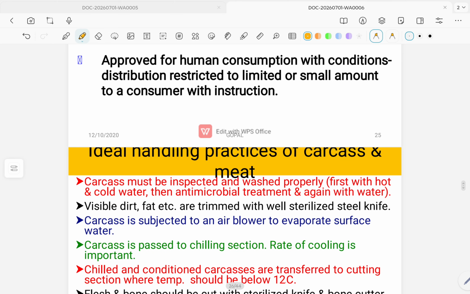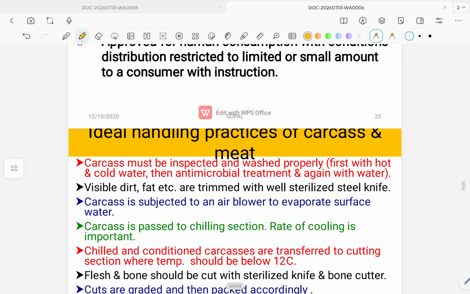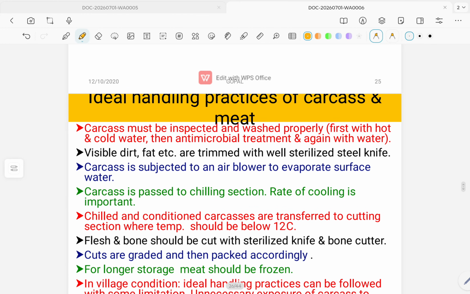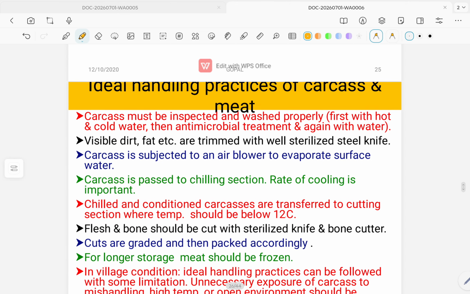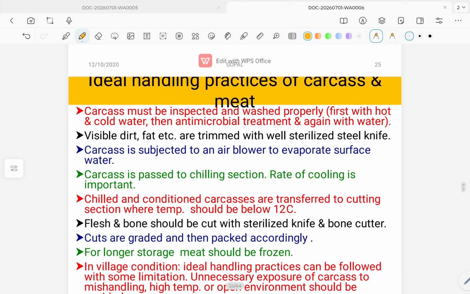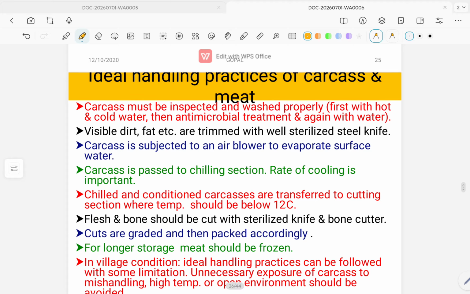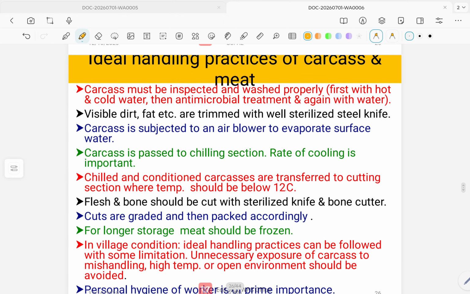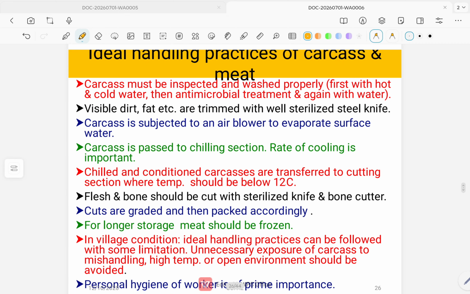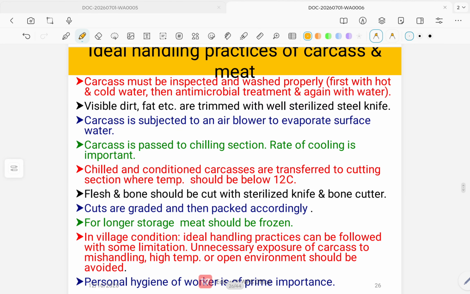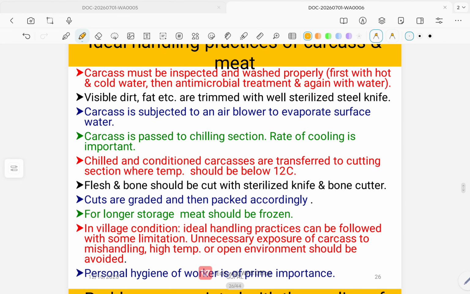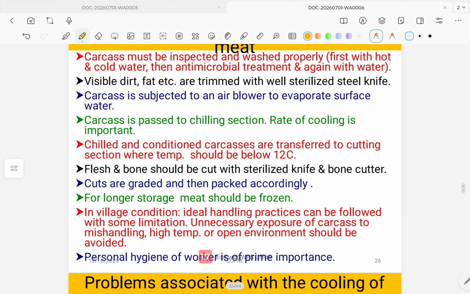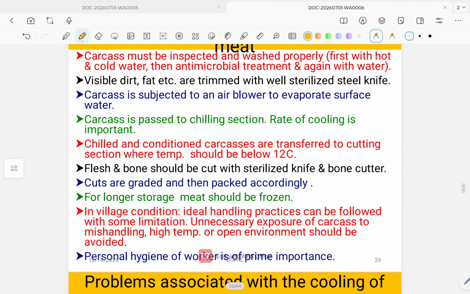Ideal handling practices for carcass and meat. The carcass must be inspected and washed properly, first with hot and cold water, then antimicrobial treatment, and again with water. Visible dirt, fat, etc. are trimmed with a well sterilized steel knife. The carcass is subjected to an air blower to evaporate surface water. The carcass is passed to the chilling section.